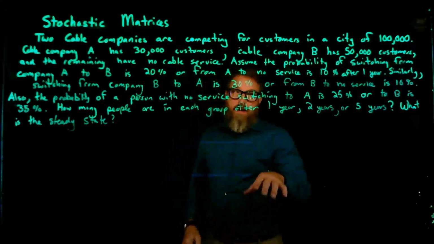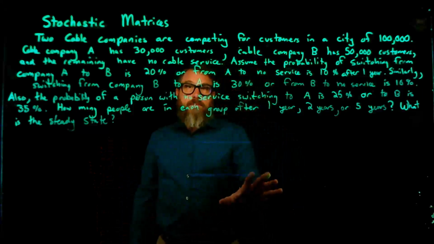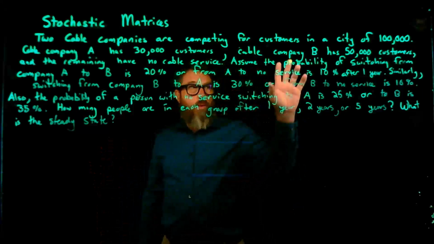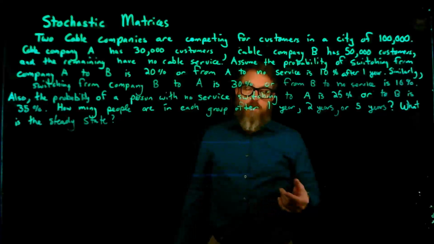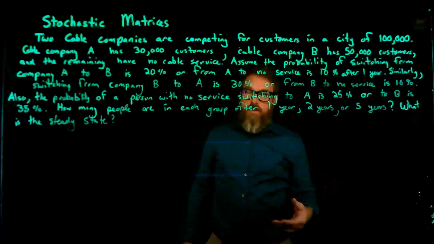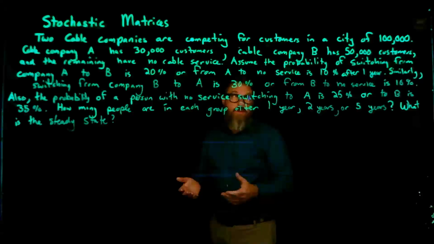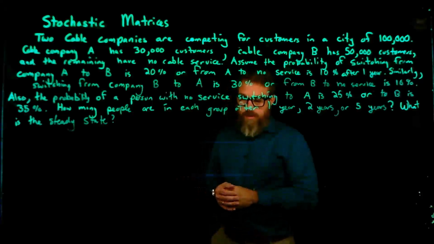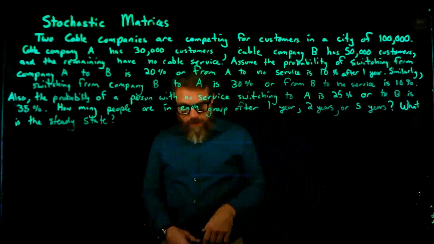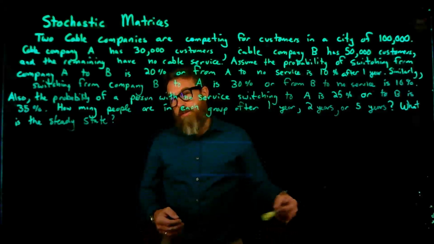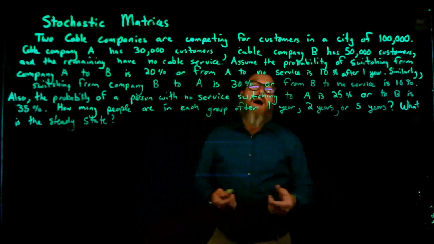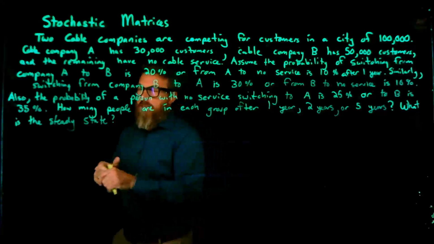Eventually we're going to ask, after we set this up, after 1 year, what are the customers going to look like? Maybe after 2 years, after 5 years, how would we do that? And eventually, is there a steady state? After so many years, is it basically going to be the same amount in every single pot, essentially? So let's create a little picture here.